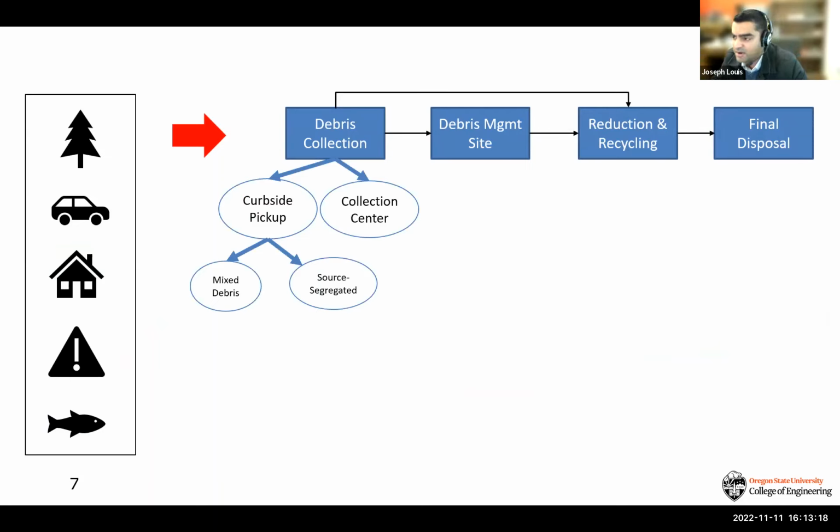For instance, with debris collection, you have to decide whether you're going to do curbside pickup or whether you're going to have the public come and dump their debris into a collection center after the disaster. If it's curbside pickup, are you going to have the public segregate the debris into piles, or are you going to collect debris and sort it out yourself? So there are all these trade-offs in terms of how well educated the public is on how to separate debris and what facilities are available for you to separate the debris if they do not do that.